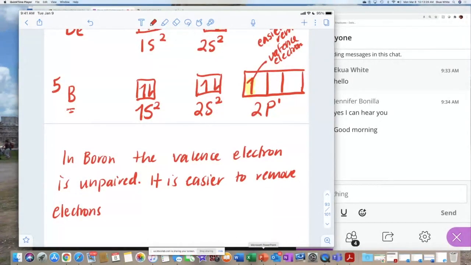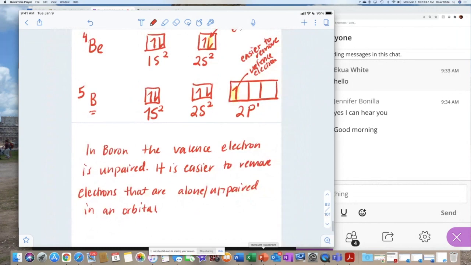electrons that are alone, or you can say unpaired, in an orbital. Okay? Remember, we mentioned this before. Half filled orbitals and full filled orbitals are very stable. What does that mean in our world? If you're trying to disrupt that stability, it will cost you money. It is possible to disrupt it, but it will cost you money. And currency in the world of chemistry is energy.